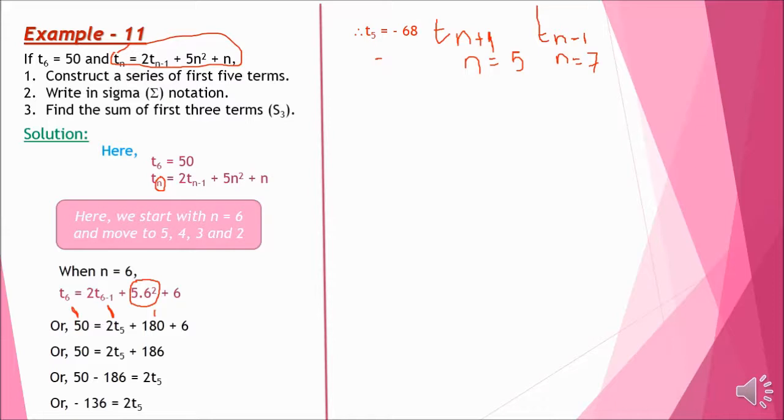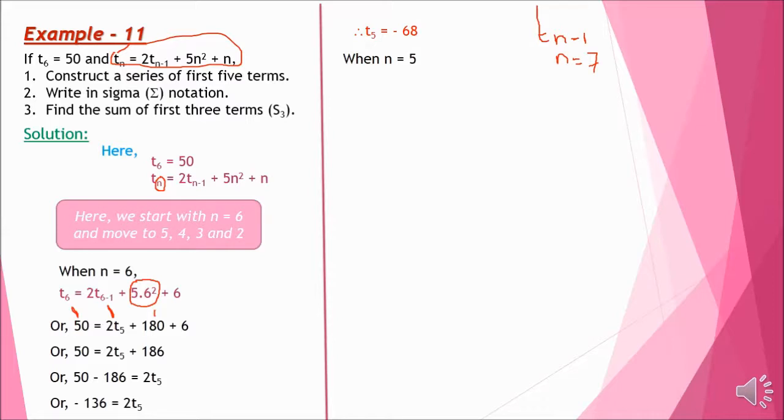When n is equal to 4, we will move in the decreasing order. N equal to 5. After 6 it is 5. Now t5 equals 2t5 minus 1. The value of n is replaced on the tn. Wherever there is n, n is replaced by 5, for t5. We have the value of t5, right?